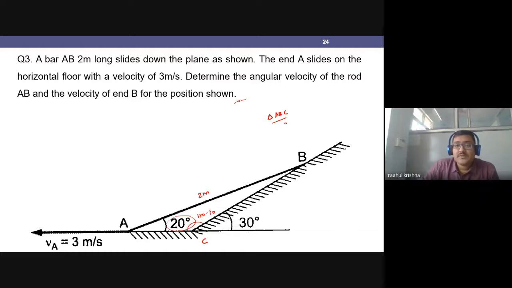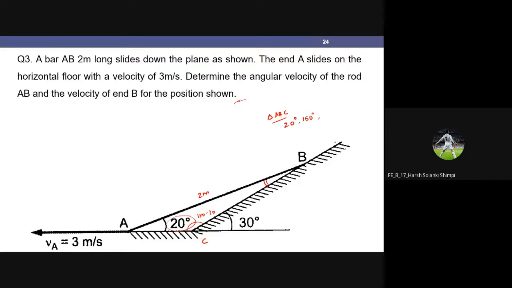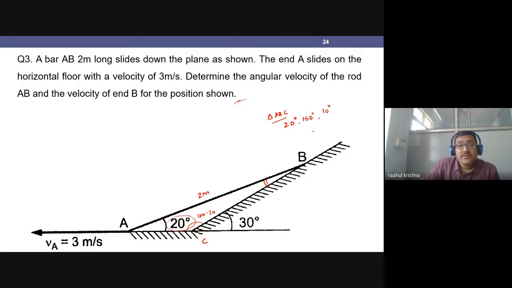The angles are 20 degrees, and my second angle is 150 degrees. What will be my third angle here? 10 degrees. So why do I require the 10 degree angle? Because to find my ICR, I have to drop the perpendicular to the velocity.